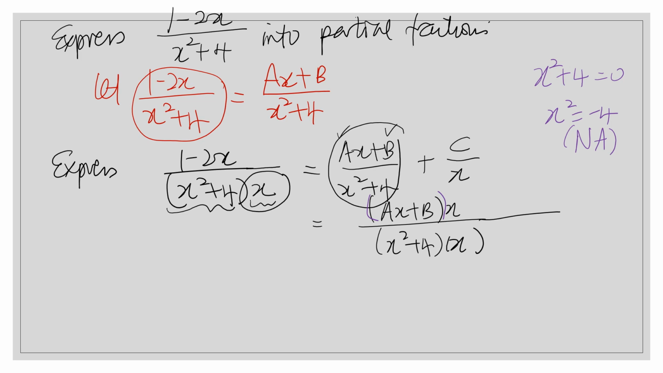Alright, then for the second partial fraction, I need to multiply it with x squared plus 4. So now we have the same denominator. Let's do substitutions to find all our constant terms for the numerator.